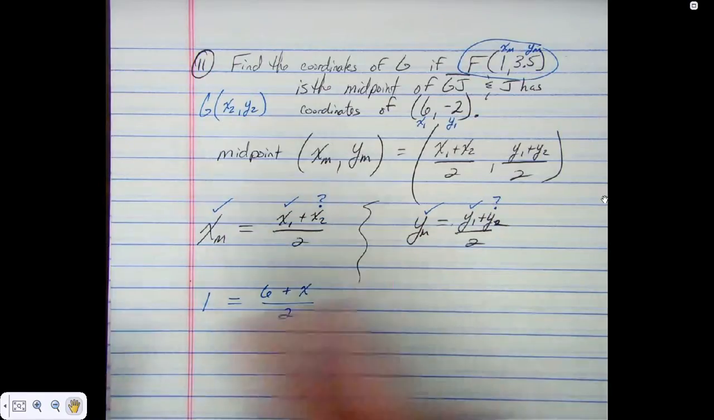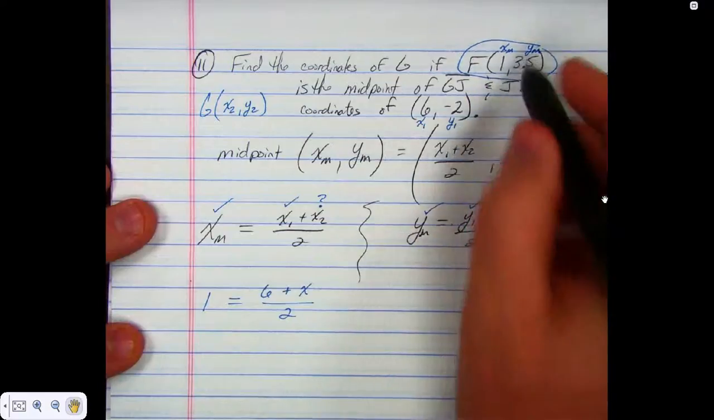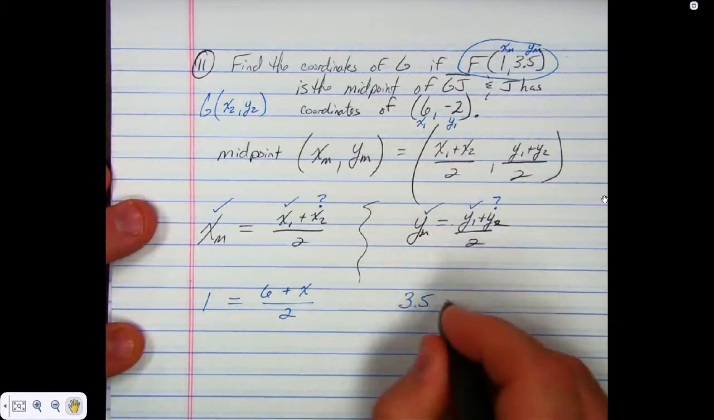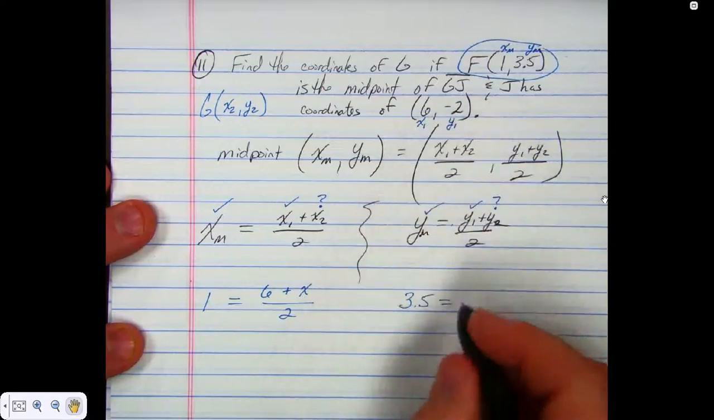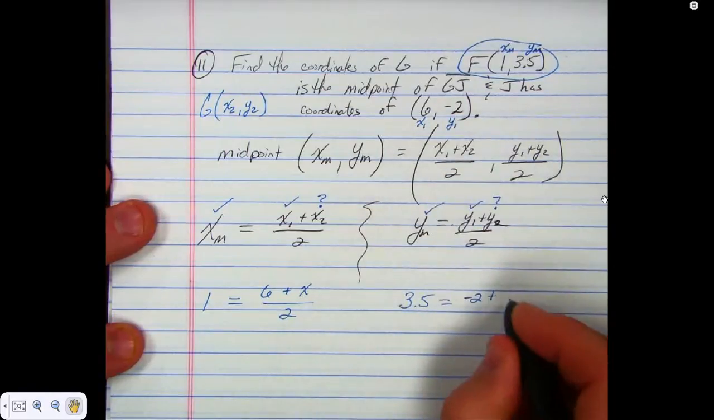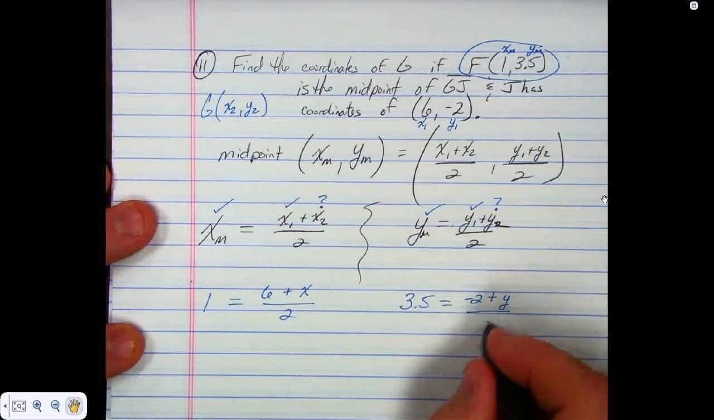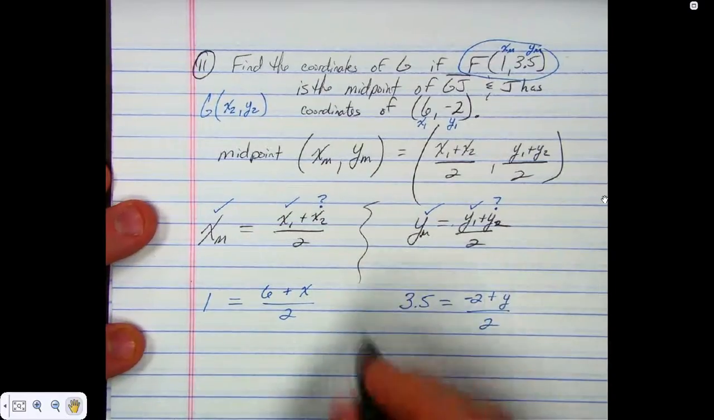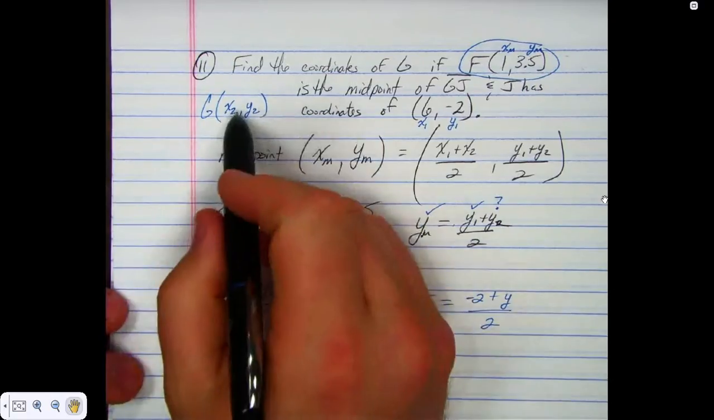Over here, did they give me a y coordinate for my midpoint? 3.5. 3.5 is equal to, did they give me a number for y1 here? -2. Plus, did they give me the y coordinate for G? No. So I'll just make that y, over 2. I have two equations with one unknown each to solve here, don't I? Once I do, I'll find the coordinates of G.